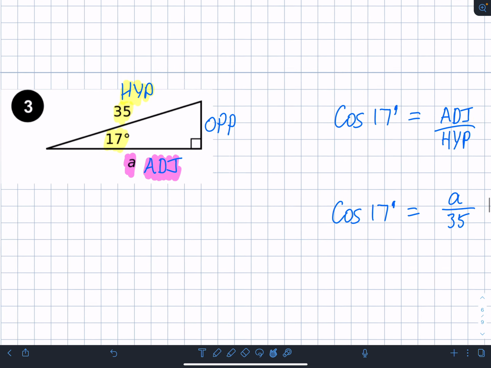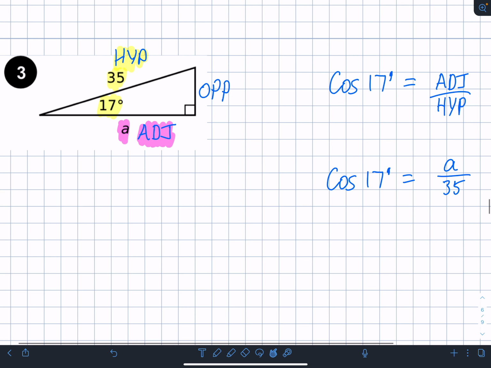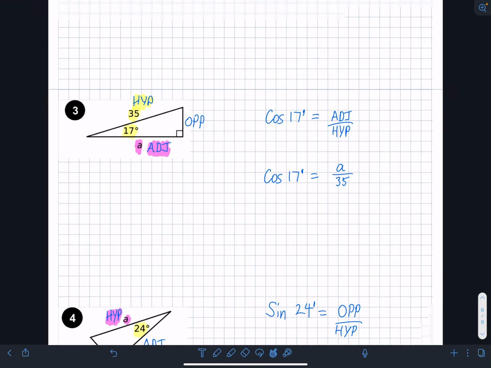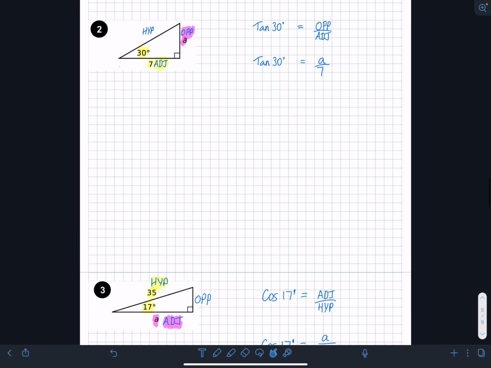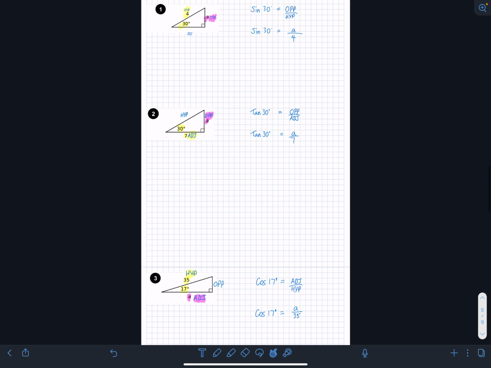Okay. So we have cos 17, 17 being the angle, equals adjacent over hypotenuse. Adjacent is A, and the hypotenuse is 35. So up to that step, we have cos 17 equals A divided by 35. Okay, so in the three situations that we've had, we have had an angle that we've known, 30 degrees or 17 degrees, and we've had one length of a side that we know and one that we don't know.